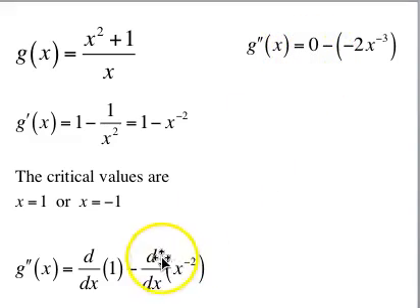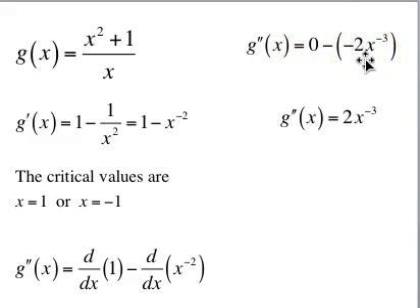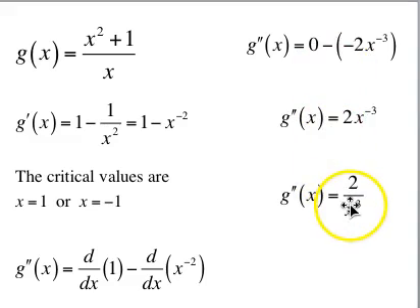Derivative of 1 is 0. The derivative of x to the negative 2 is negative 2x to the negative 3. Watch these. Minus negative, so that just becomes 2 times x to the negative third, or 2 over x cubed. This will give us our concavity. I'll plug in the critical values of 1 and negative 1 to determine if 1 is a min or a max, and to determine if negative 1 is a min or a max.